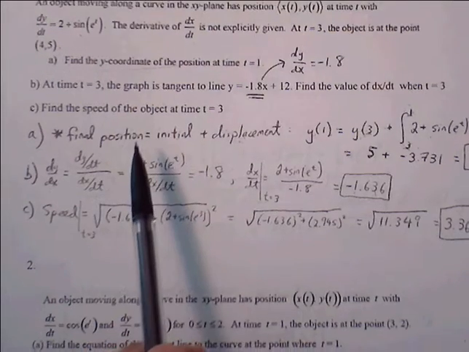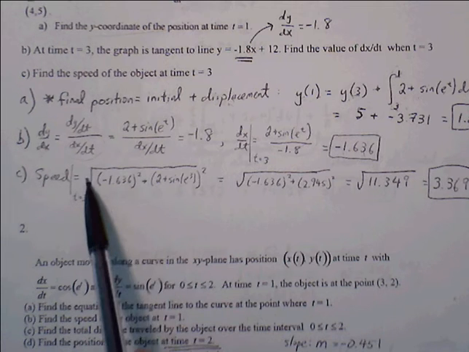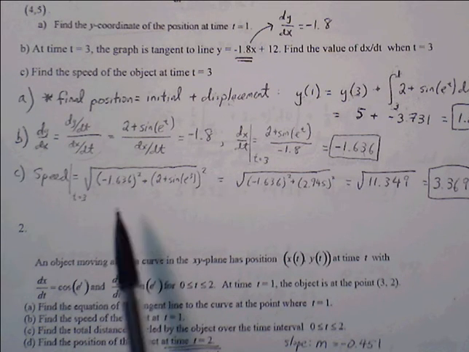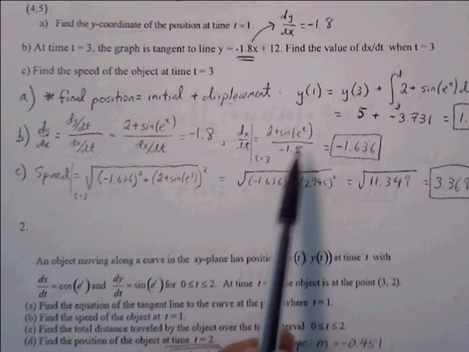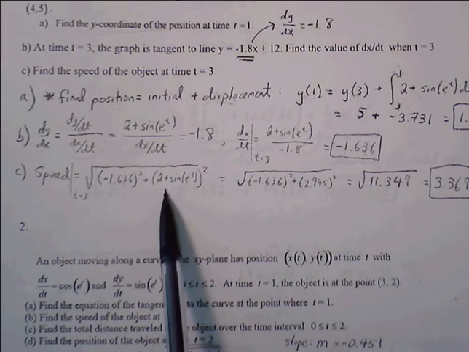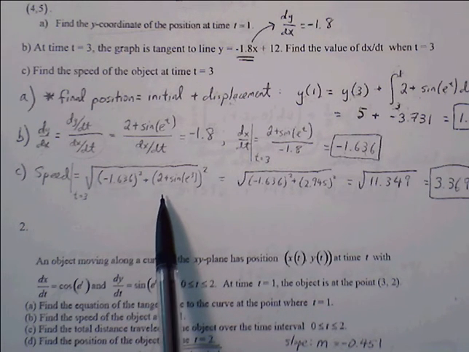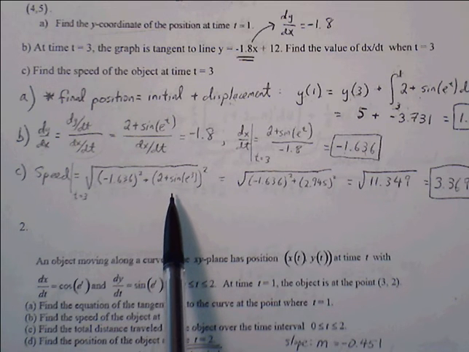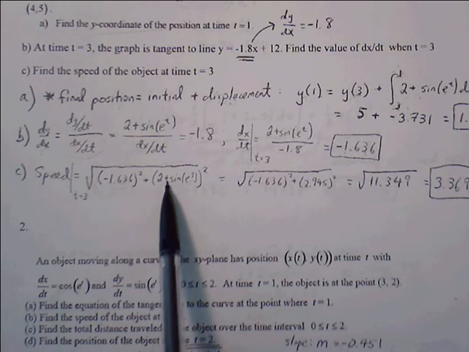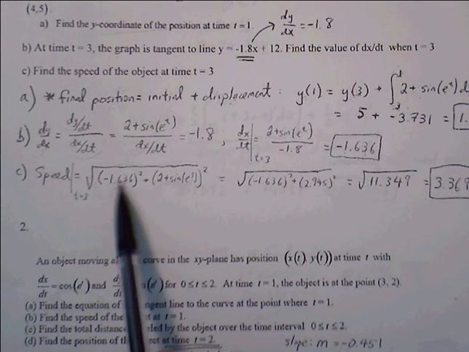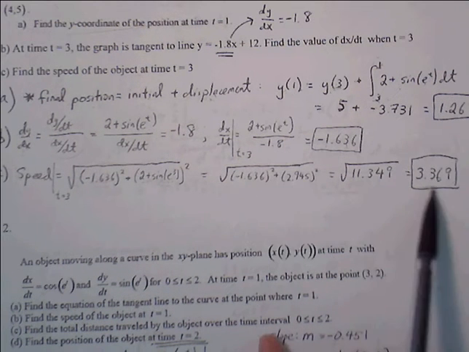Part C, find the speed of the object at time t equals 3. So speed is the magnitude of the velocity, the square root of x prime of t squared plus y prime of t squared. So x prime at t equals 3 we know is negative 1.636, and then for dy/dt, or y prime squared, we can just plug 3 in for the t in dy/dt and find that value, combine those two, take the square root, and we get 3.369.